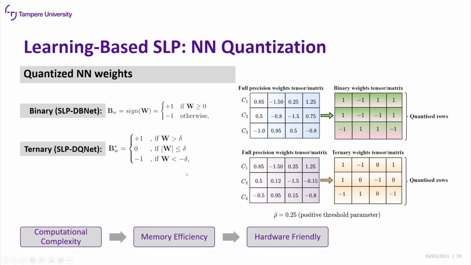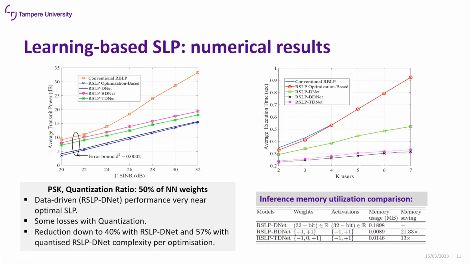One of the benefits of this kind of approach is the reduction in complexity, and then there is memory efficiency. Of course, if you're doing online training, we should expect to do the online training on very resource-constrained devices. So it's hardware friendly because of the reduction in memory consumption. Some of the numerical results are here.